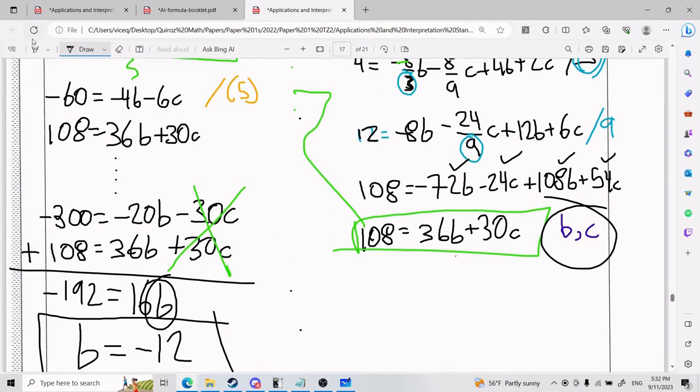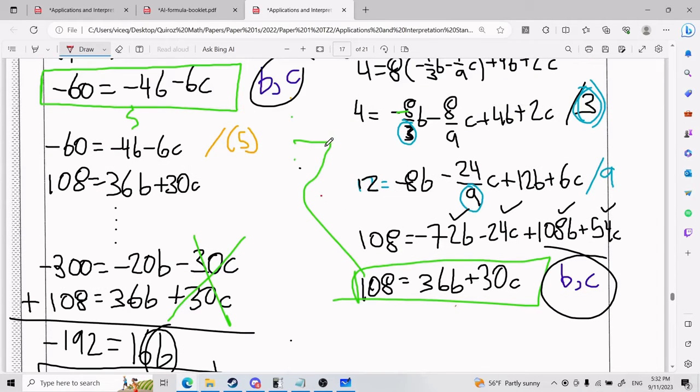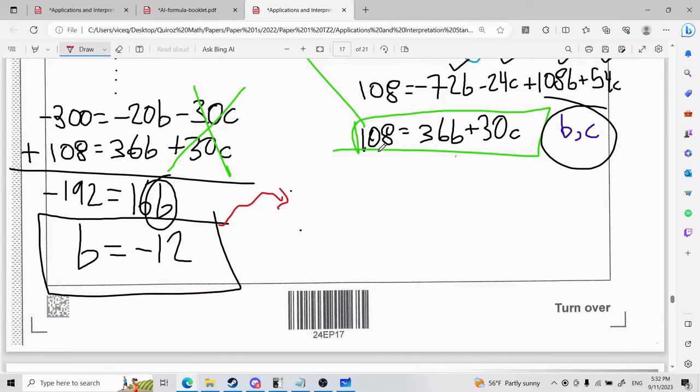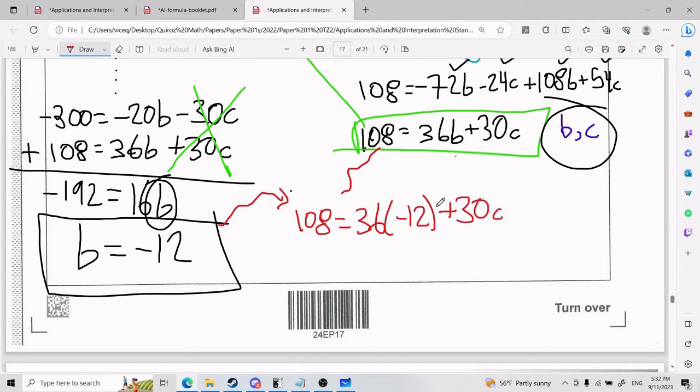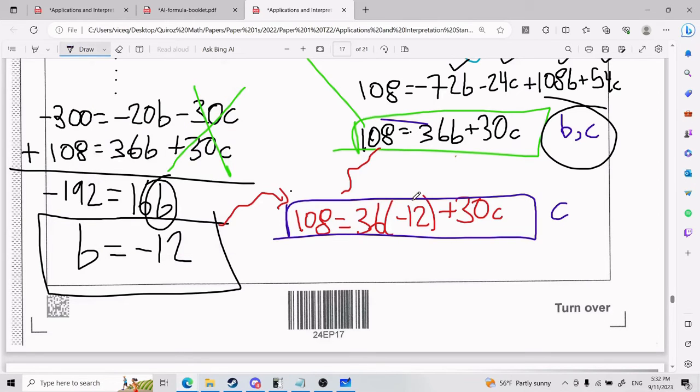So here, once you get B equals negative 12, you just plug that in everywhere. So I'm going to take this negative 12, I'm going to plug it into this one, see? So 108 equals 36 times negative 12 plus 30c. Boom. How many variables do I have here? Just one. I've only got C. Beautiful. So I just work around until I reach C equals something.